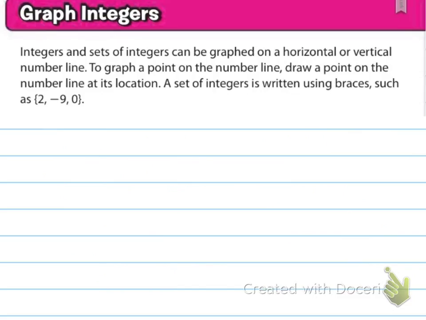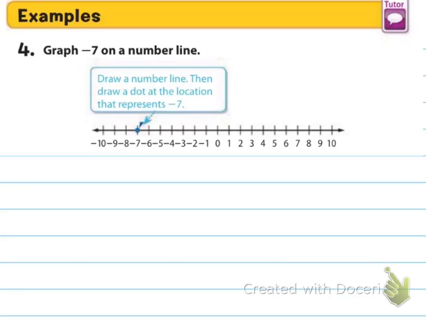All right, so graph integers. Integers and sets of integers can be graphed on a horizontal or vertical number line. To graph a point on the number line, draw a point on the number line at its location. A set of integers is written using braces such as {2, -9, 0}. So it says to graph -7 on the number line. So drawing a number line, then you draw a dot that locates the -7.